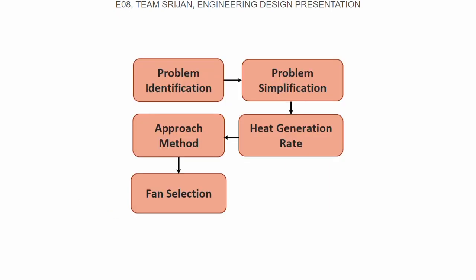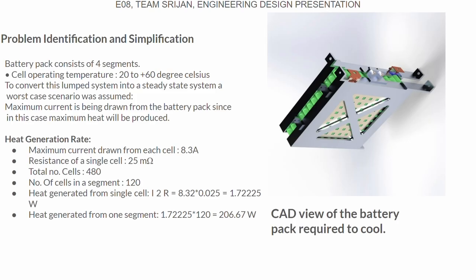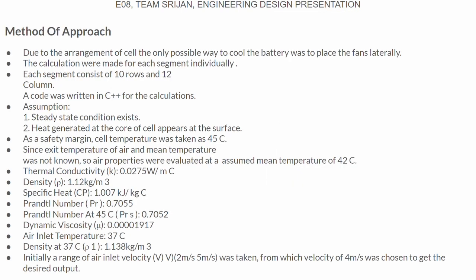This flow diagram shows how we selected the fans. The cell operating temperature is between 20 to 60 degrees Celsius. To convert this lumped system into a steady state system, a worst case scenario was assumed. Maximum current is being drawn from the battery pack, so in this case maximum heat will be produced. The heat generated from a single cell came out to be 1.72225 watt. From a segment it came out to be 206.67 watt. We used the following method of approach to select the inlet velocity, which came out to be in the range of 2 meter per second to 5 meter per second. We chose 4 meter per second to get the desired output.